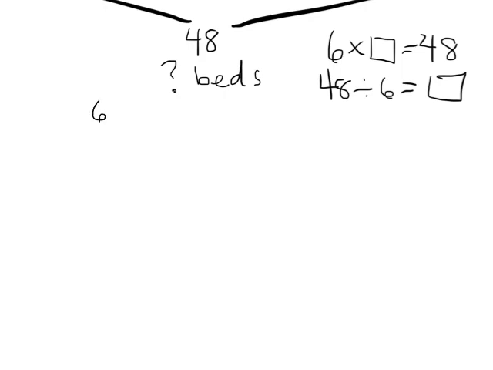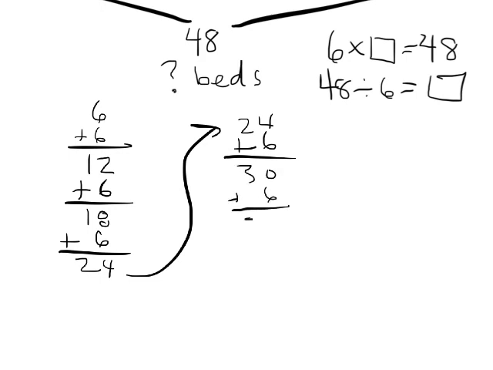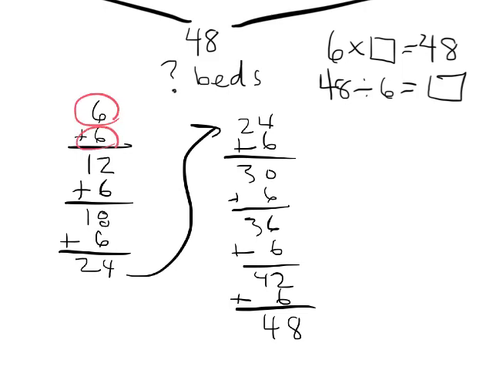We could go, okay, 6 plus 6. Let's do repeated addition. 6 plus 6 is 12, plus another 6 is 18, plus another 6 is 24. I'm going to keep going up over here. So with that 24, plus another 6 is 30, plus another 6 is 36, another 6 is 42, and finally the last 6 is 48, and then we would count. We'd say, well, there's 1, 2, 3, 4, 5, 6, 7, 8. So the answer is 8 beds.